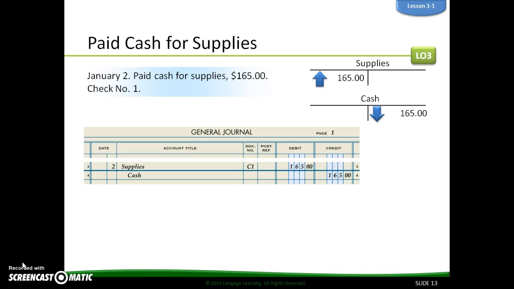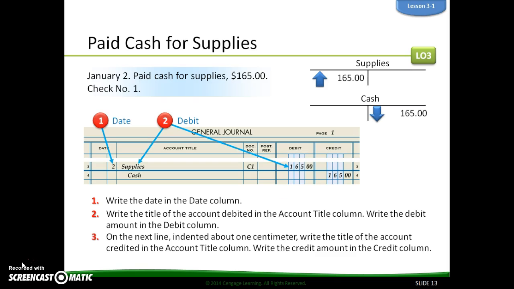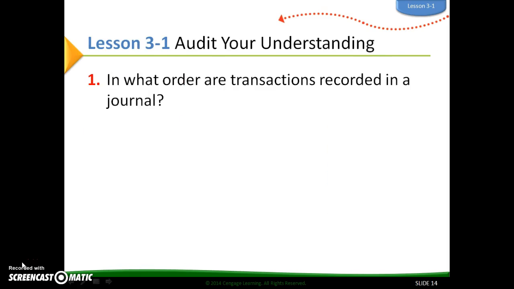In our general journal, you can see that little white space, that's where we have moved our journal up so we can see our second entry. Our date was also on January 2nd. So we wrote the date in. The title of the account to be debited is supplies. The title of the account to be credited is cash, and we remembered to indent on our credit transaction for the same $165. And then the source document that we would be referring to is C1 for check 1.